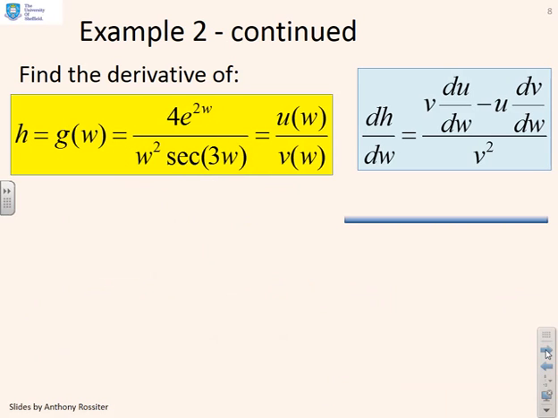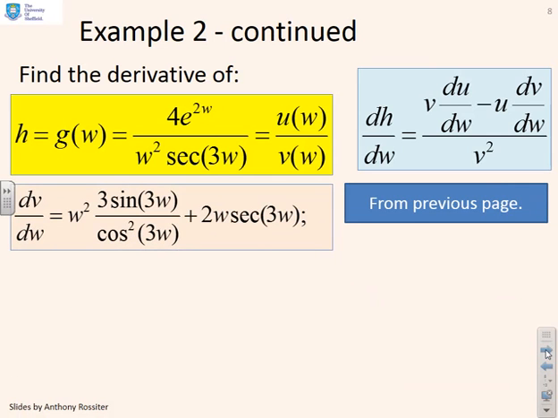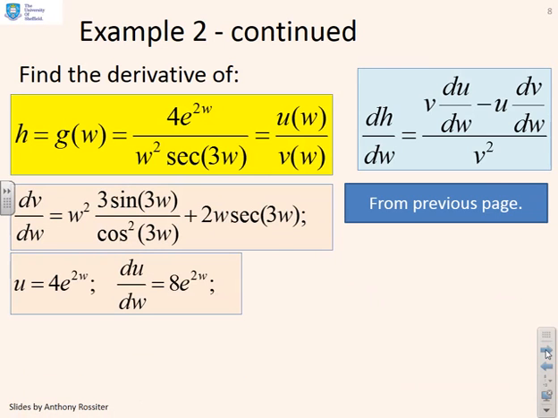Okay, so let's recap what we've done. From the previous page we've computed dv/dw. There it is. We also happen to know that u, there it is at the top, is 4e^(2w), so du/dw is 8e^(2w). And so all I need to do now is plug all these values into my quotient formula.